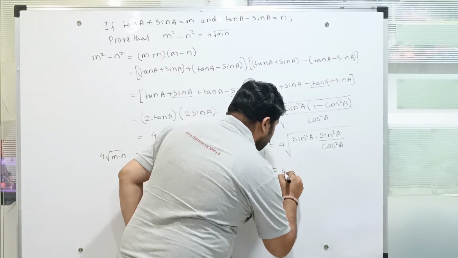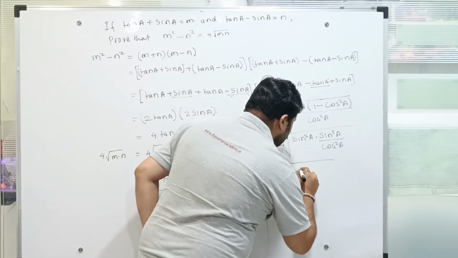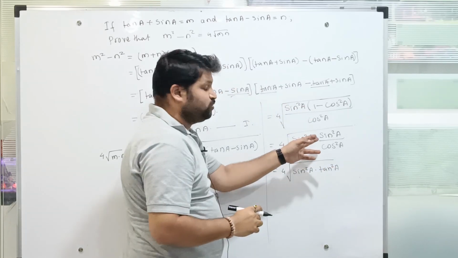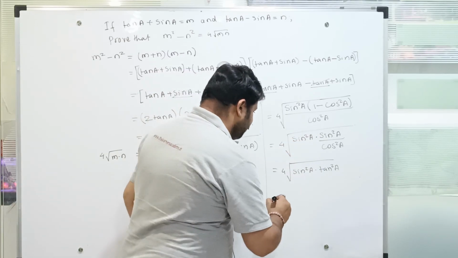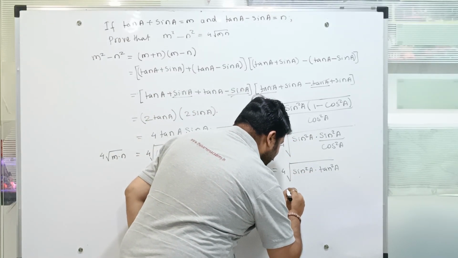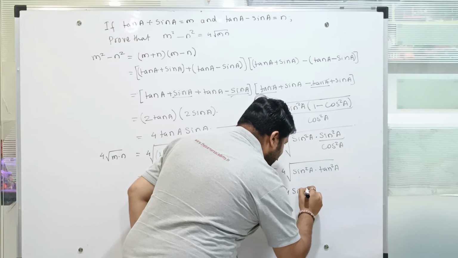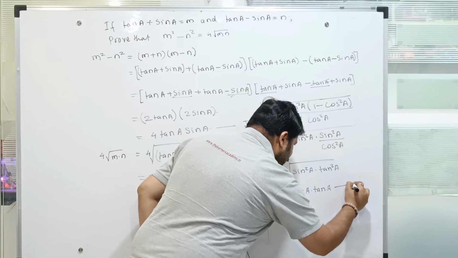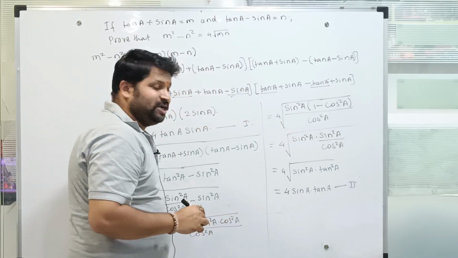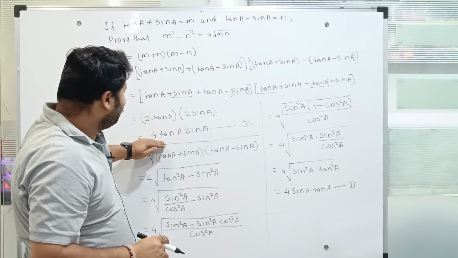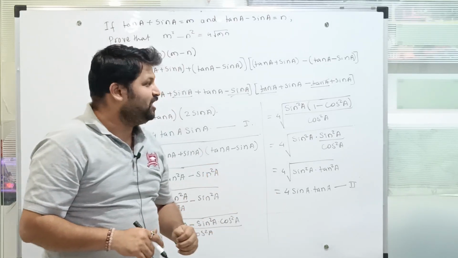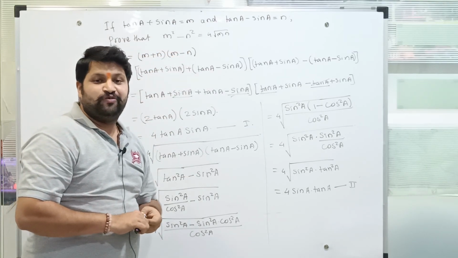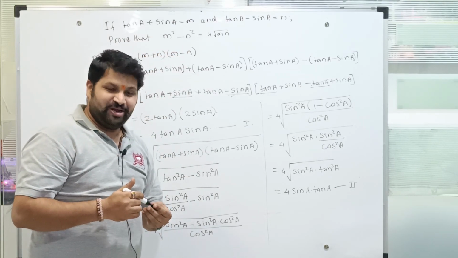which would bring us to the end where we have sin square A times tan square A, because sin square A upon cos square A is tan square A. Now since I am taking square roots, I can write it as 4 sin A times tan A. This would be my second statement. So as we can see, my first statement and my second statement are exactly equal. I can conclude that m square minus n square is equal to 4 times root of m multiplied by n.